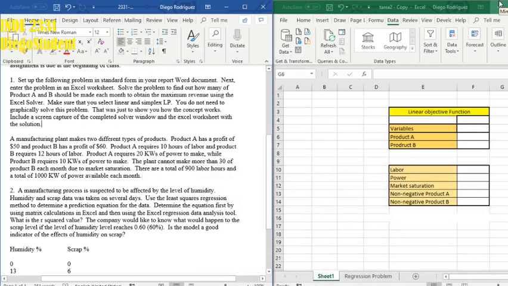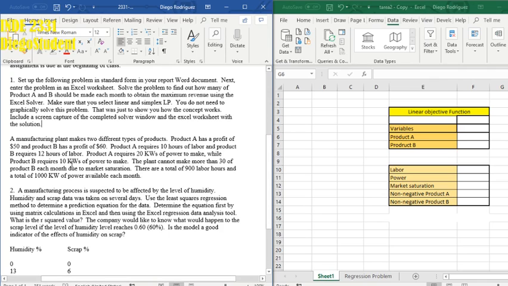I'm gonna give you an example for linear optimization using the solver tool in Excel. First of all, I'd like to explain that for linear optimization you need to know the basic concepts. First of all, you need to know that it has a linear objective function. Then you need to identify the decision variables, and then you need to set the constraints.